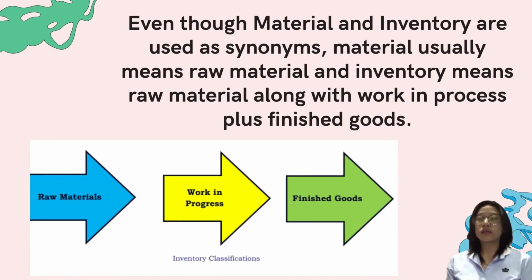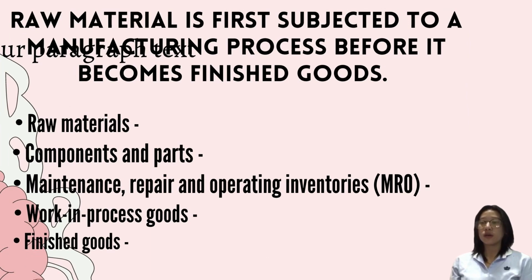Even though materials and inventory are used as synonyms, materials usually means raw materials, and inventory means raw materials along with work in process plus finished goods. Raw materials are first subjected to a manufacturing process before they become finished goods.